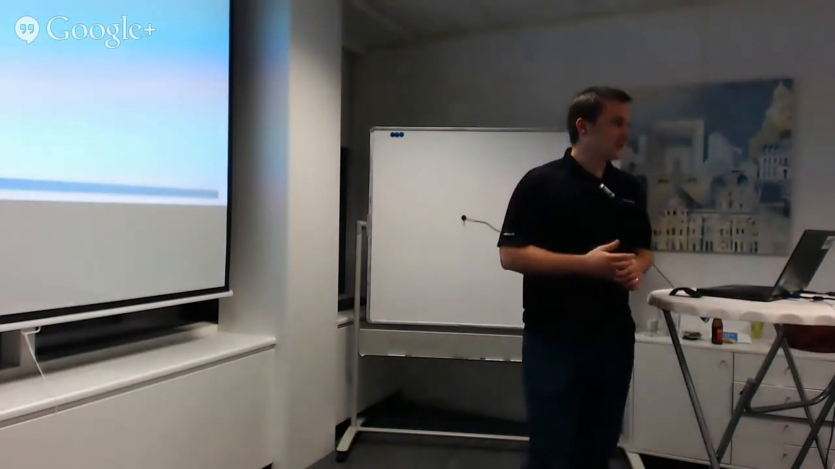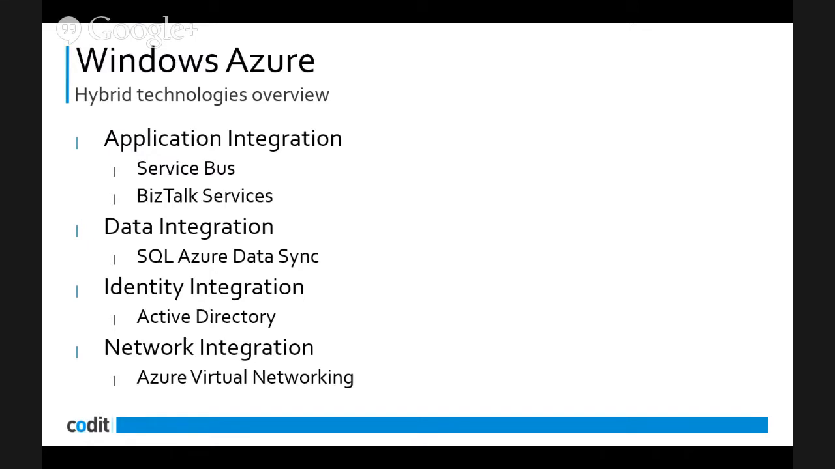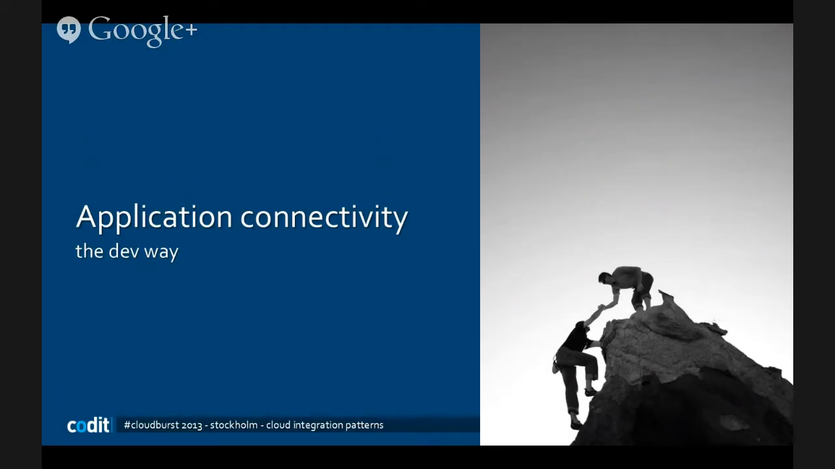So the different technologies that we see inside the Azure platform, and most of you will be familiar with it, is the application integration, of course, and that's Service Bus with, let's say, 3 different components that I'll be talking about. BizTalk Services, and I'll keep that for the second part. Then we have data integration, identity integration, and the network integration, which I'll be showing at the end of this first talk. So the first one is Service Bus.